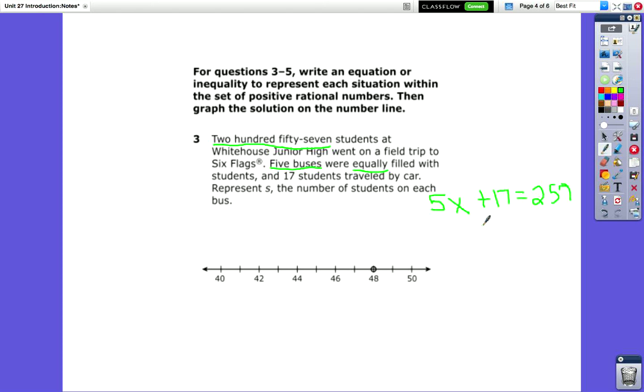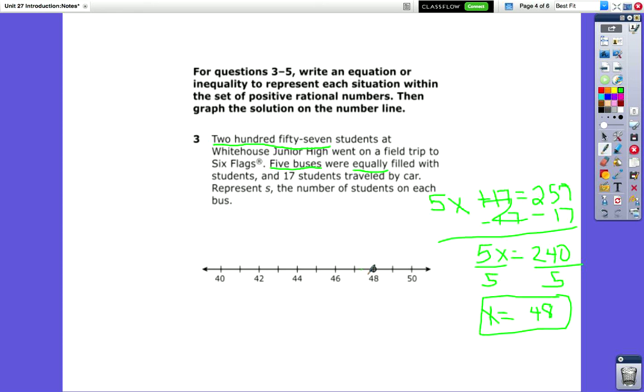Now we're going to solve our equation. We're going to subtract 17 from both sides. This cancels out. We end up with 5x equals 240. Now we're going to divide by 5. X equals, if you look right here, it already gives you the answer, 48. Okay, we're going to graph that. Since this is an equation, we're not going to have lines going to the right or to the left. We're just going to circle and fill in that dot because there's only one answer.